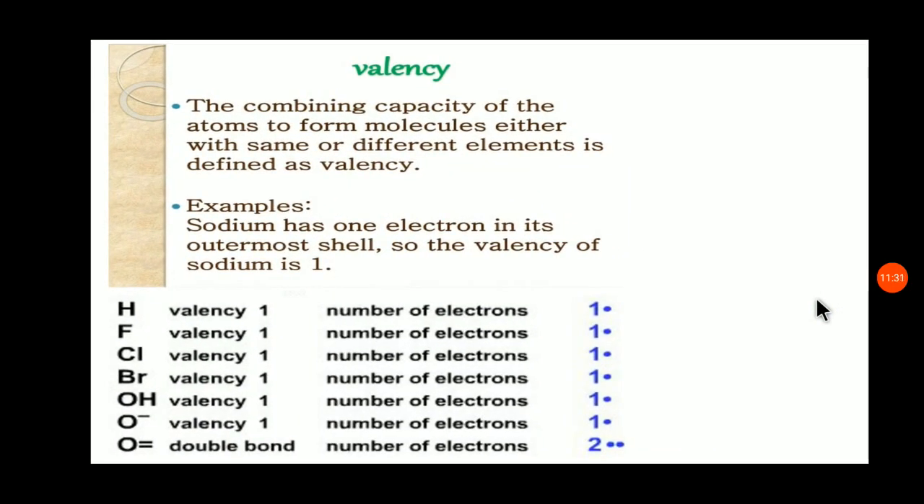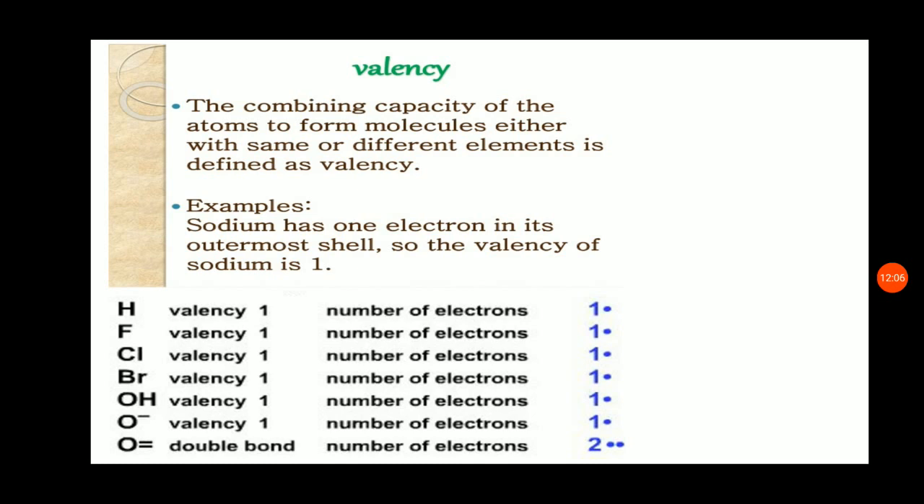The next goes to valency. Valency is the combining capacity of atoms to form molecules, either with the same or different elements. For example, sodium has one electron in its outermost shell, so the valency of sodium is 1. Valency of hydrogen is 1. The number of valence electrons in the valence shell is 1.